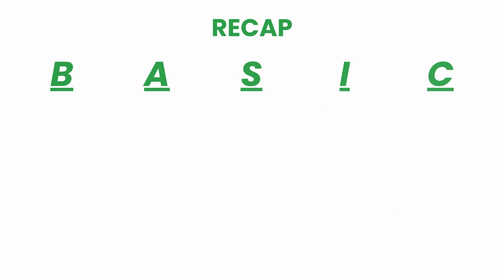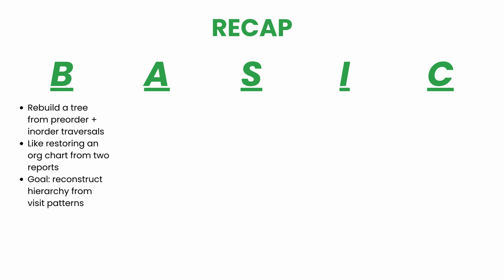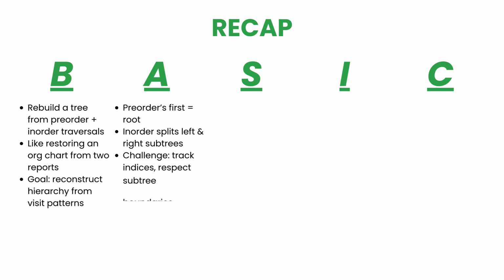Let's do a recap. We're given two traversals of the same binary tree: preorder, root, left, right, and inorder, left, root, right. The goal is to reconstruct the original tree. Think of it like restoring an org chart from two reports, one in visit order, one in hierarchical order. We leaned on two core truths. The first item in preorder is always the root, and in inorder, everything left of that root is the left subtree and everything right is the right subtree. The main pitfalls? Mismanaging indices and not respecting subtree boundaries as recursion unfolds.